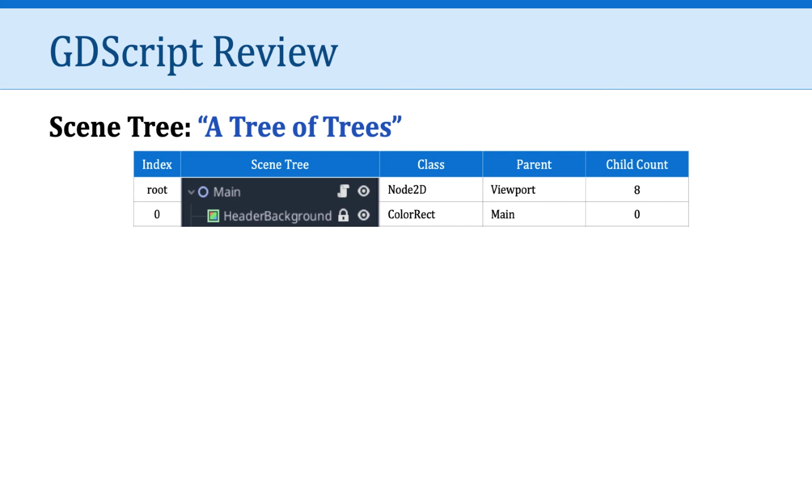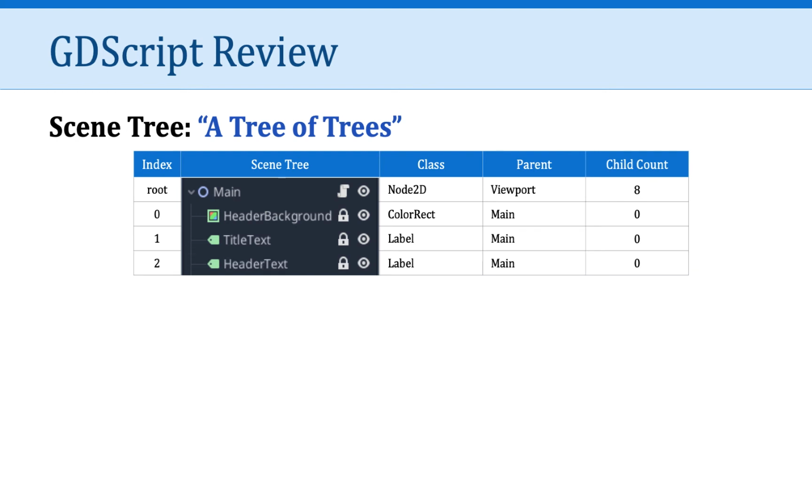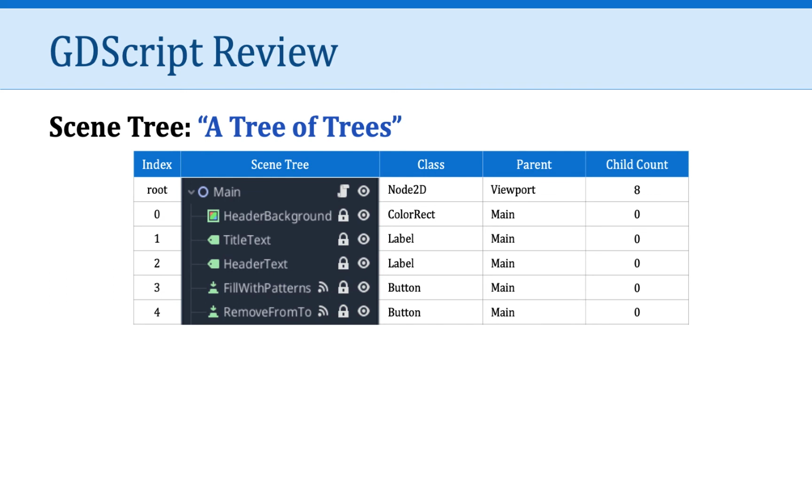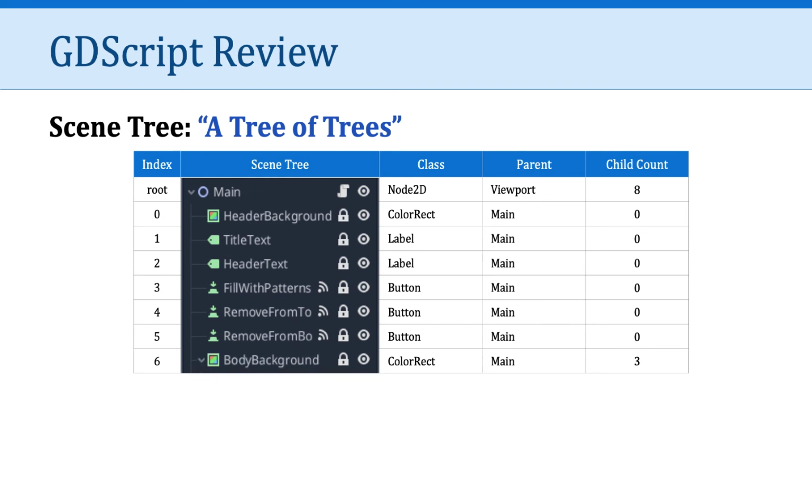Now, what's the next child of main? Well, it happens to be a label named title text. And title text has an index of 1 because it's the second child, and its parent is main. And we can take a look at the third child, header text, the fourth child, which happens to be a button. We can look at another button, remove from top, remove from bottom. Now, I want to stop here on the 7th child, which is body background. Now, I say it's the 7th child because its index value is 6.